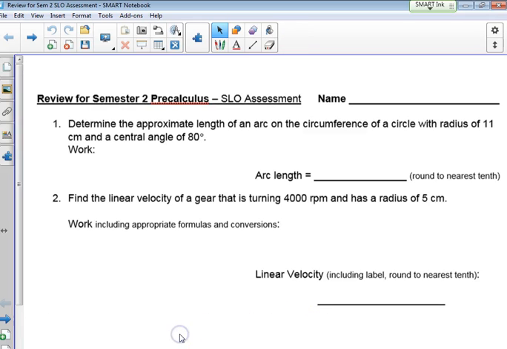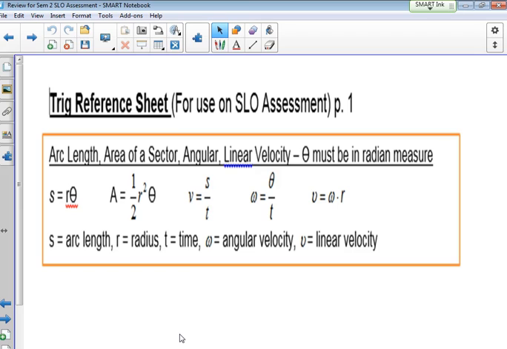All right, guys, this is the SLO review packet. And I have put on here the slides, the parts of the reference sheet that go with it. For example, these first two questions, you need this part of the reference sheet that you will have. Does that look familiar? It's on the top of your blue sheet that you've had this semester, okay?